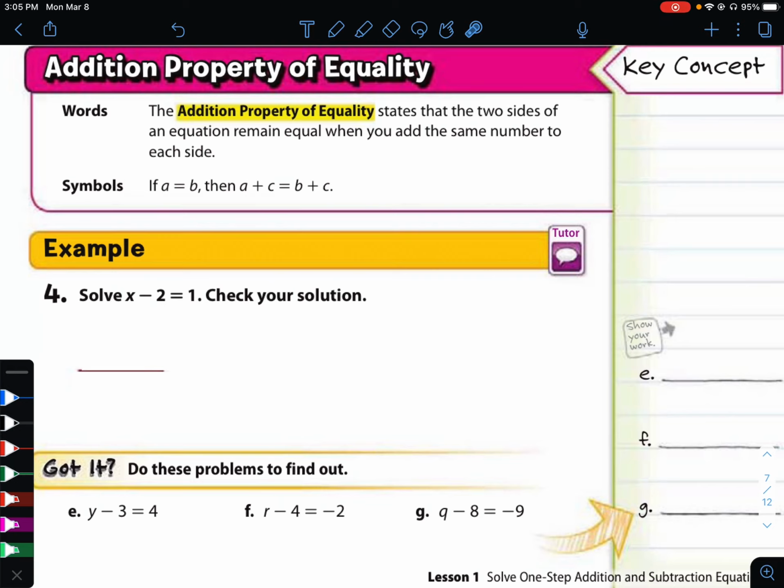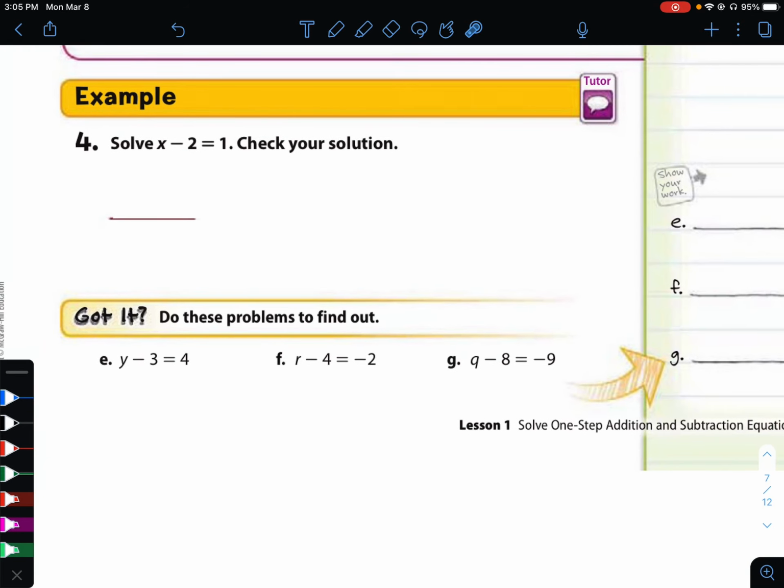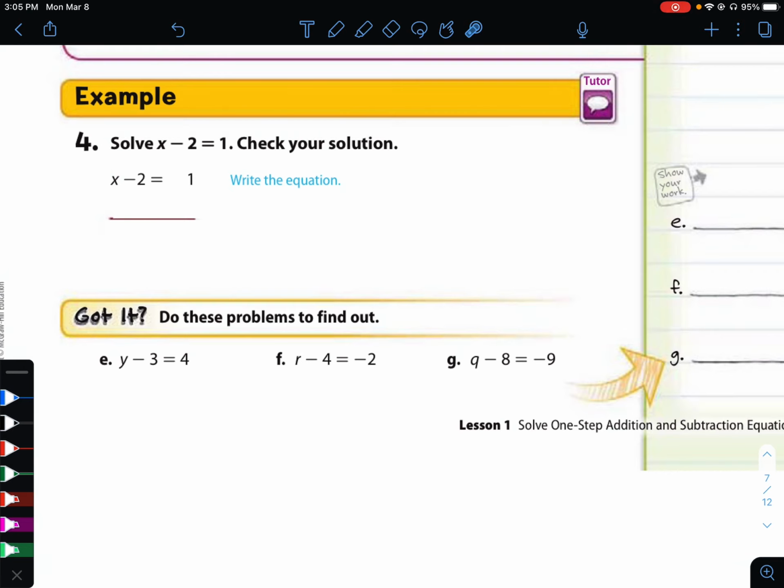So here we're adding C to one side, therefore we're adding C to the other side. In the subtraction property of equality, we subtracted C from both sides of the equation. Let's take a look at example number 4 and see how this works. You have x minus 2 equals 1. First let's copy the problem down. x minus 2 equals 1.